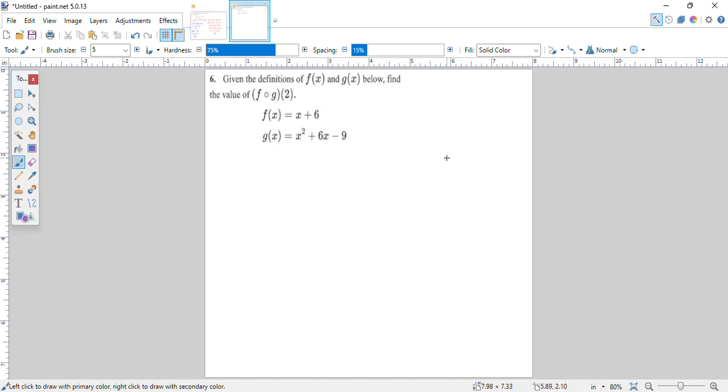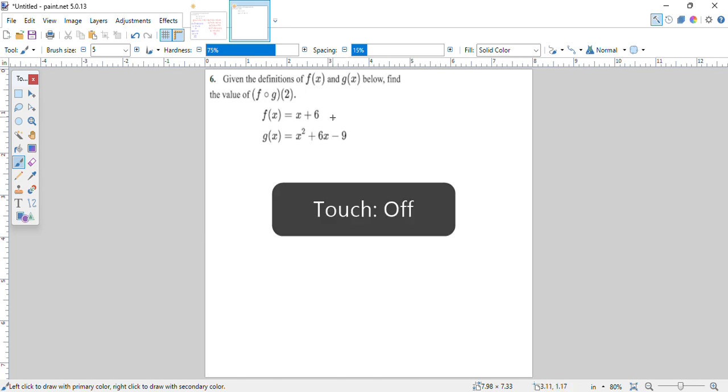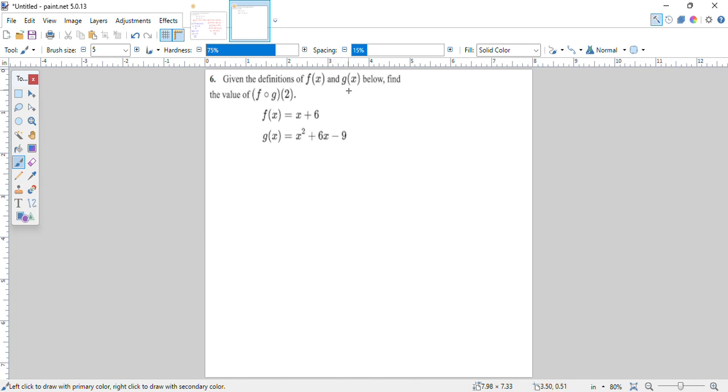If we look at number 6 now, we are given f of x and g of x. Sorry, I had a little tablet trouble there for a second. And they want f of g at 2, okay? Remember, whatever's first is what you're going to end up with. It's going to be the thing that you're solving at the end. So whatever's second, that's what we're plugging into.